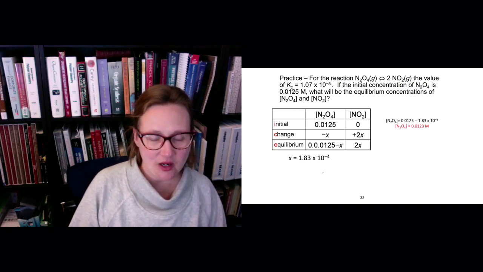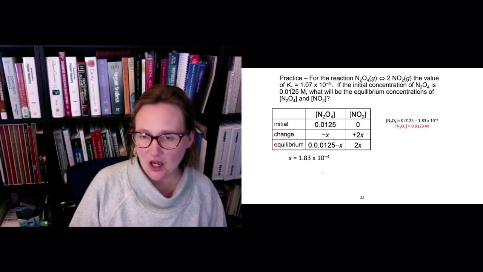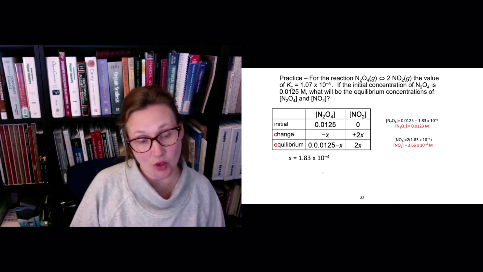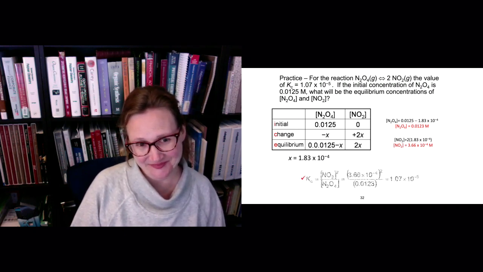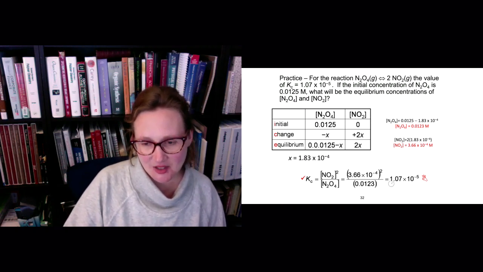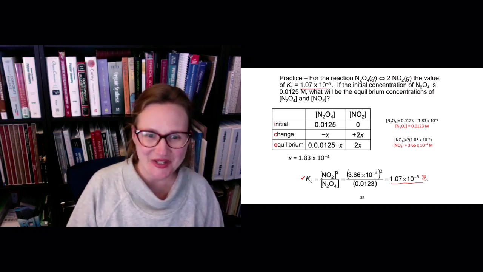So let's go through and calculate the equilibrium concentrations. So for N2O4, we have 0.0123 molar at equilibrium, and for NO2, we have 3.66 times 10 to the minus 4 molar at equilibrium. All right, always good to check yourself. So you take your concentration of NO2 squared divided by your concentration of N2O4. Is it the Kc that you're given? And it sure is.